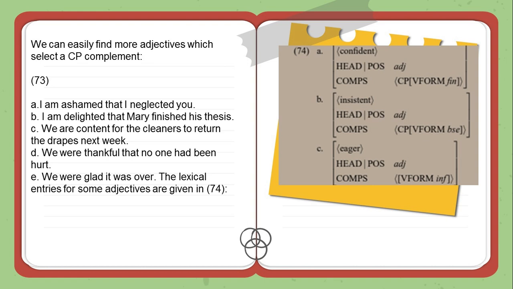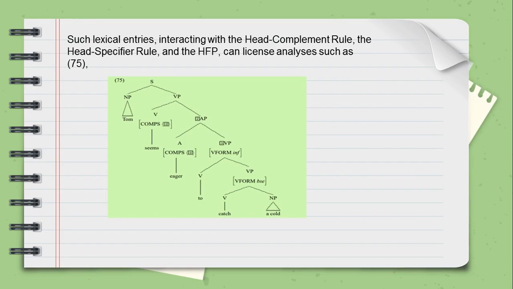Such lexical entries, interacting with the head complement rule, the head specifier rule, and the feature principles, allow us to analyze such structures as in 75. For 72b, when the head adjective eager combines with its complement VP, it satisfies the head complement rule. The same rule allows the combination of the verb seems with its AP complement.